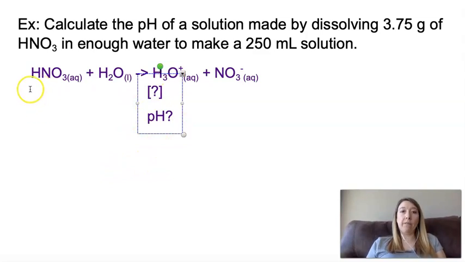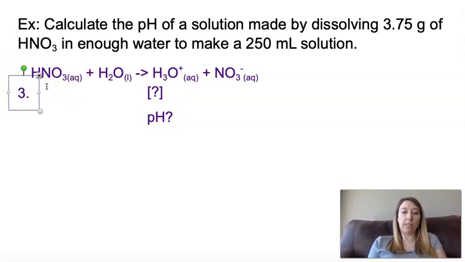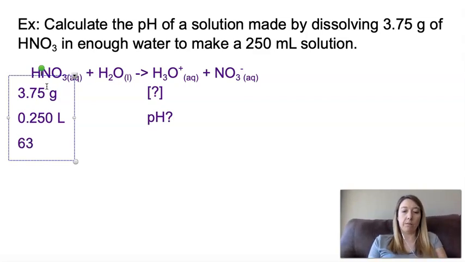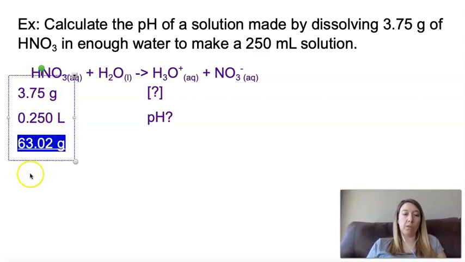So when we look at the givens we have, everything we've been given is for the nitric acid, right? We were told 3.75 grams in a 250 ml solution, so 0.250 liters. Okay, because we have a mass, we're going to have to go get a molar mass. So hydrogen, nitrogen, 14.01, and then 3 of those oxygens. We should be getting 63.02 grams per mole.